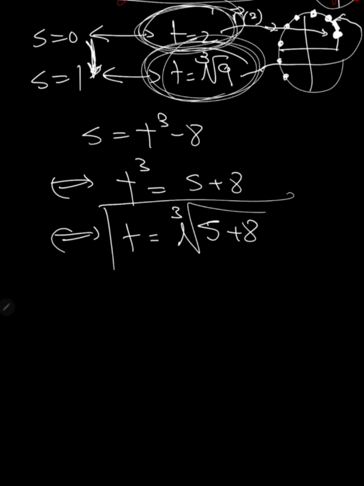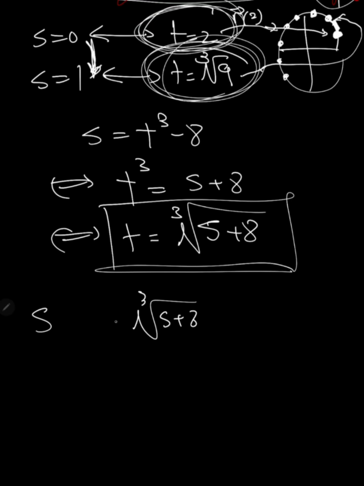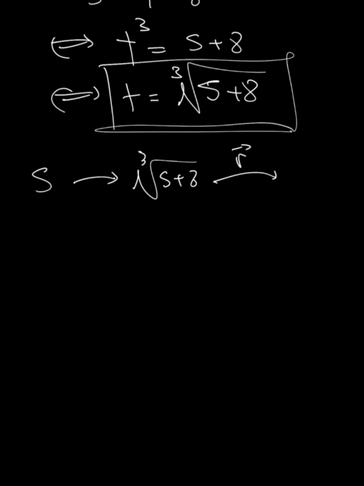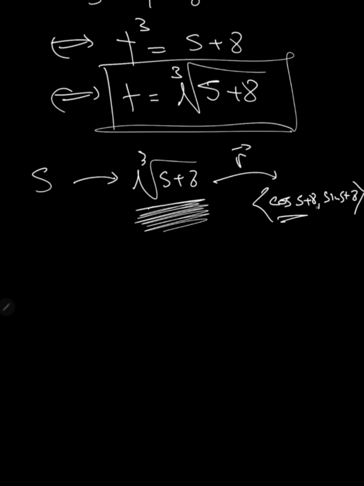All right, so that was kind of our middle step conversion. We have s, we have the cube root of s plus 8 from here to here, and then from here to here we apply our r. And what was the formula for r? Again, it's cosine t cubed, sine t cubed, and here that's our input, that's our t. So cosine of s plus 8, comma, sine of s plus 8. That's ultimately going to be my arc length parametrization. The cube root gets cubed away by our original formula for r.